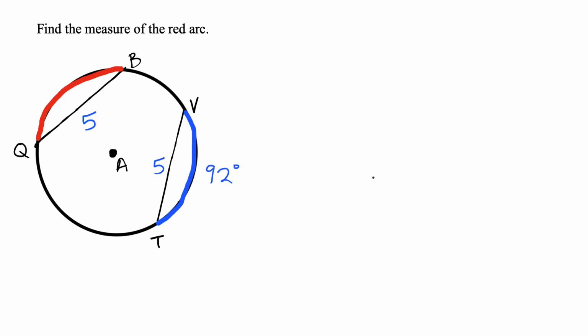So what that means is when we have this chord length of 5 and we know that this arc measurement is 92 degrees, that means because this chord length is the same length, this arc is also going to be 92 degrees.